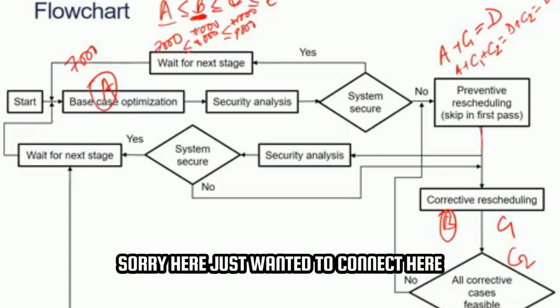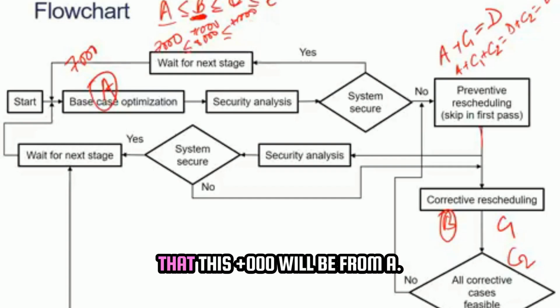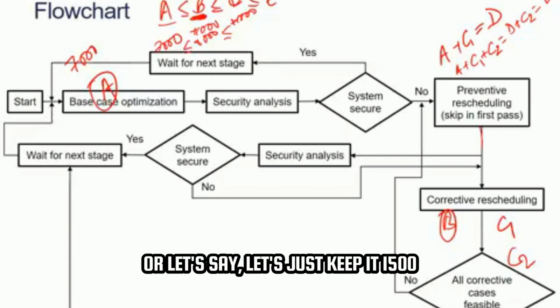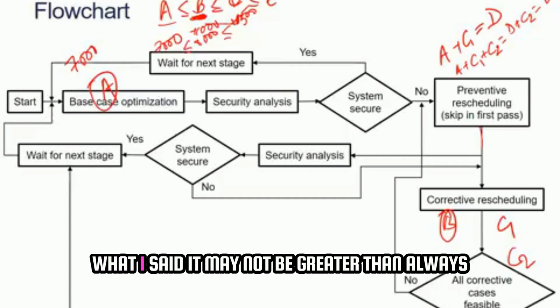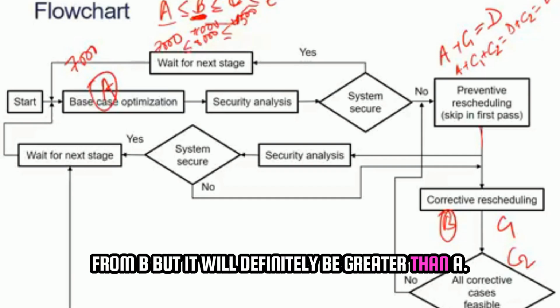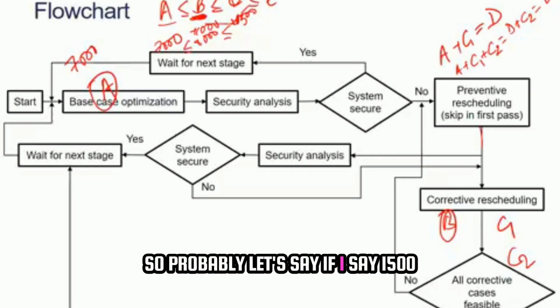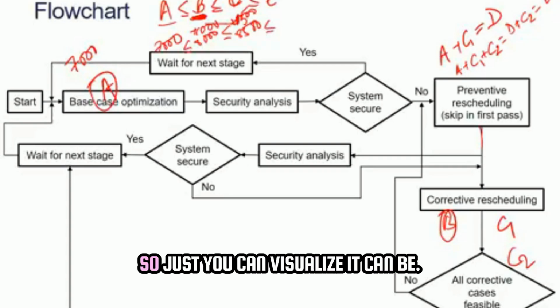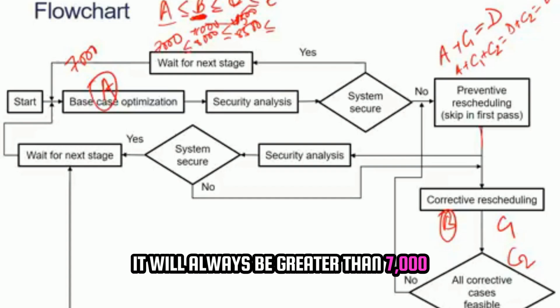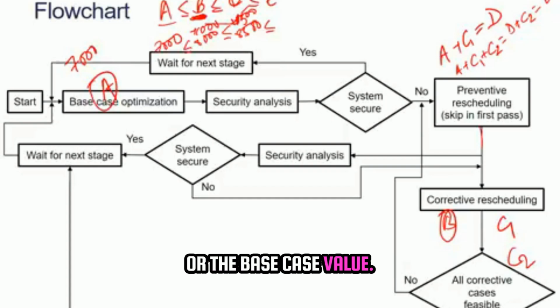I'm just giving an example. Sorry, I just wanted to correct here that this plus 1,000 will be from A, or let's just keep it 1,500, because it can be different. So B and D, what I said, may not always be greater than B, but D will definitely be greater than A. So if I say 1,500, it will be 8,500 here, right? You can visualize that it will always be greater than 7,000, the base case value, but it is not necessary that it will be higher than B.